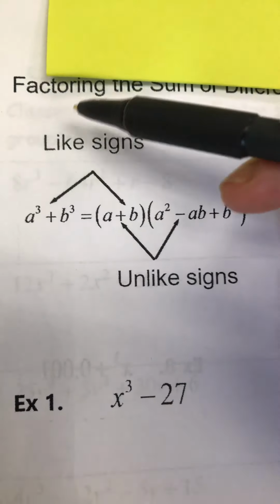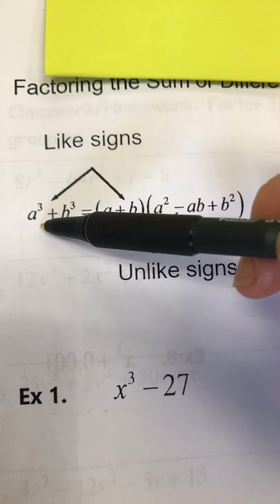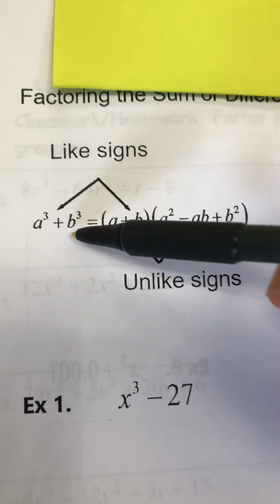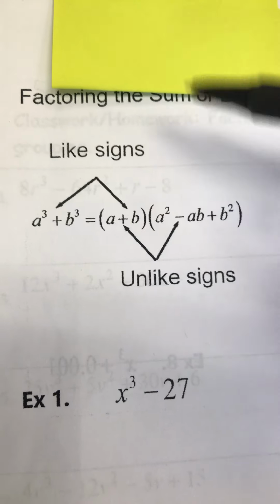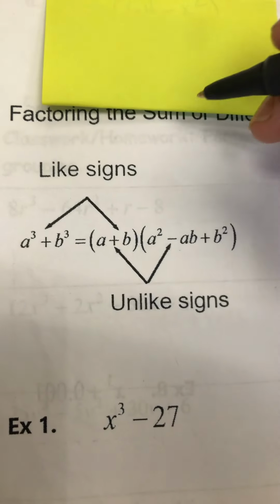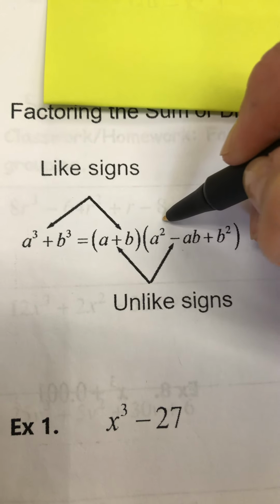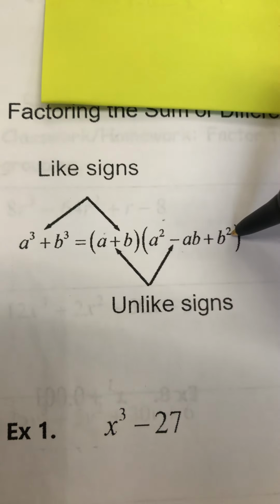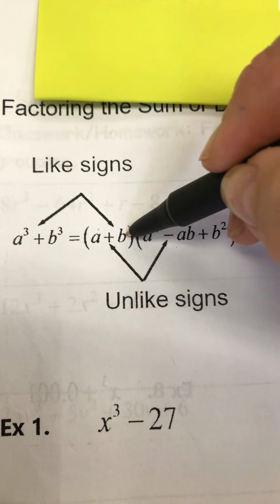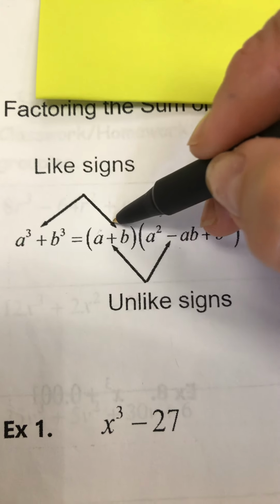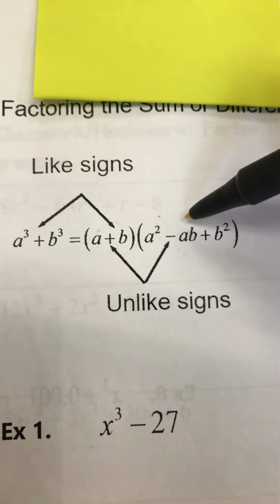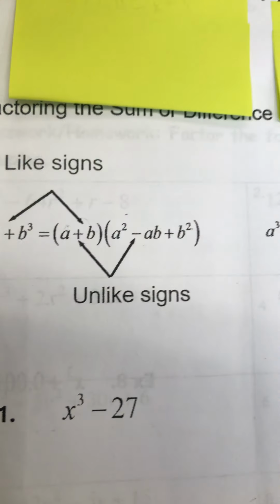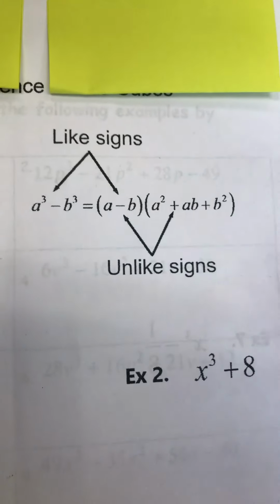So the pattern is you take the cube root, which is A, the cube root, which is B, and you keep the sign. Then in this trinomial, you're going to take the square of the first, the square of the second, and then the product of these two, A times B, AB, but always a different sign. Okay? So I'm going to show that again over here.